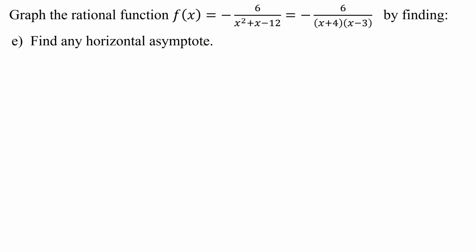Horizontal asymptotes depend on the degree of the numerator and the degree of the denominator. So looking at my function, what is the degree of the numerator? Remember, all constant terms have a degree of 0. What is the degree of the denominator? What is the highest exponent on any of my x's in the denominator? It is a 2.